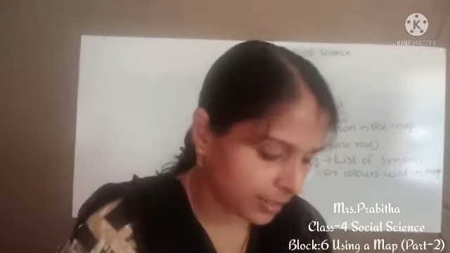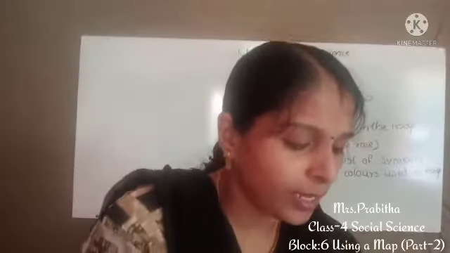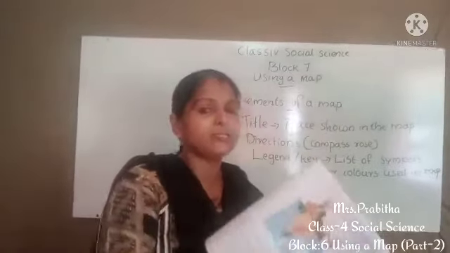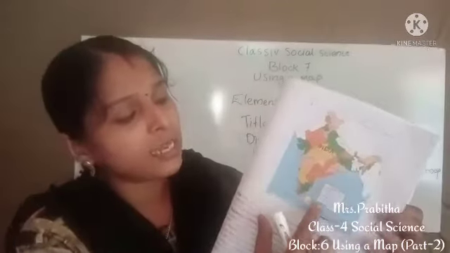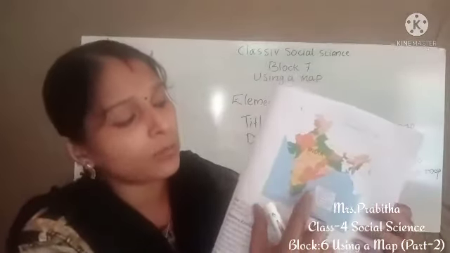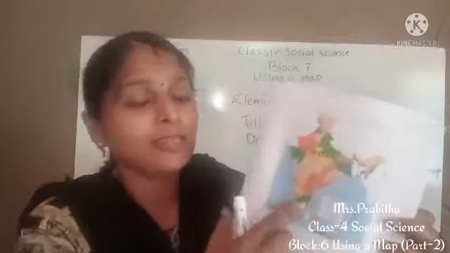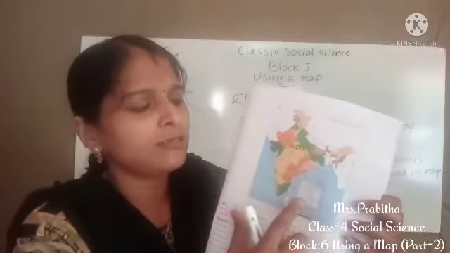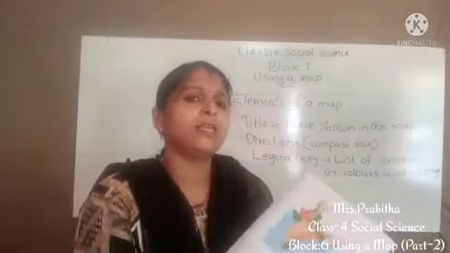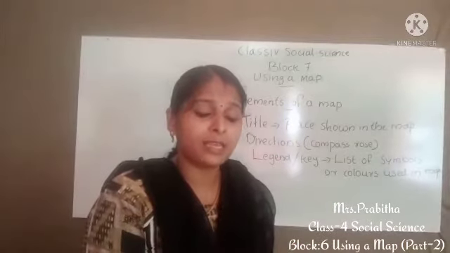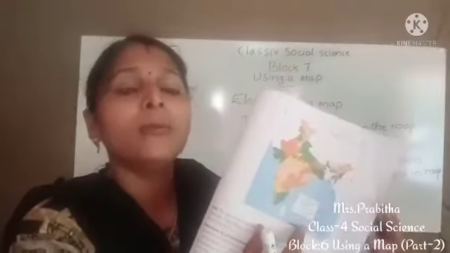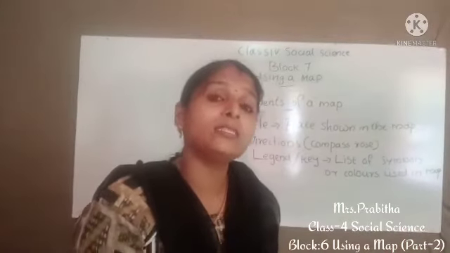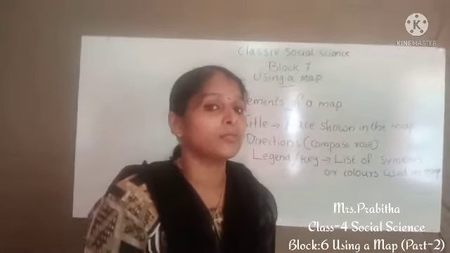When we take a map, we can easily read the map by using this legend or key. So this is the legend of a map. You can see one table here, children. This is the legend or key. It gives some symbols. We can easily understand or read the map by using this legend or key, because the legend includes the list of symbols and colors used in the map.